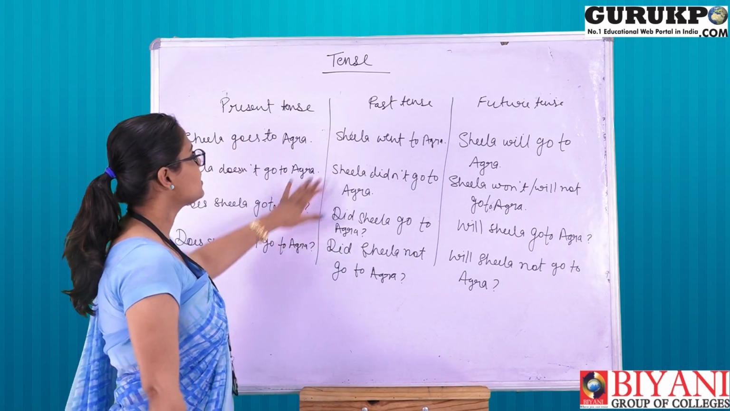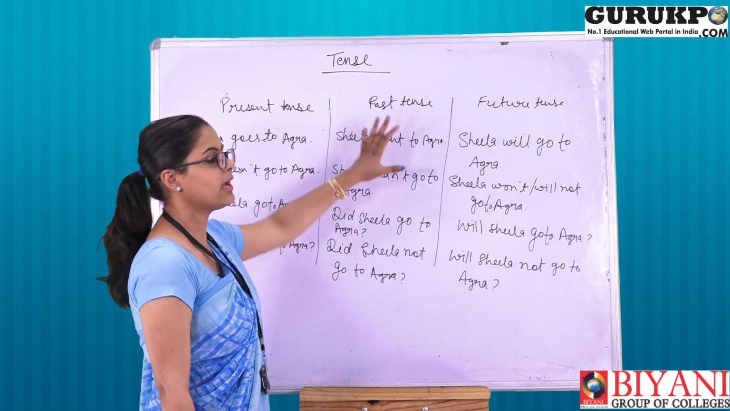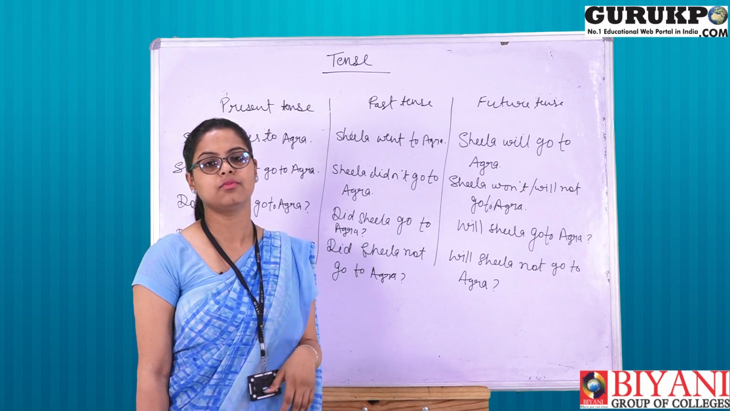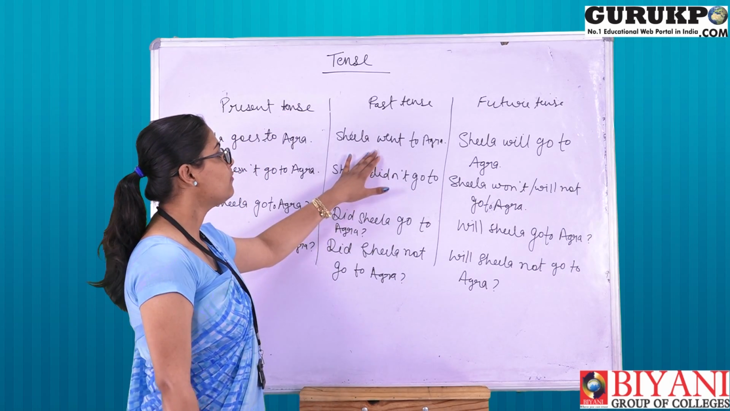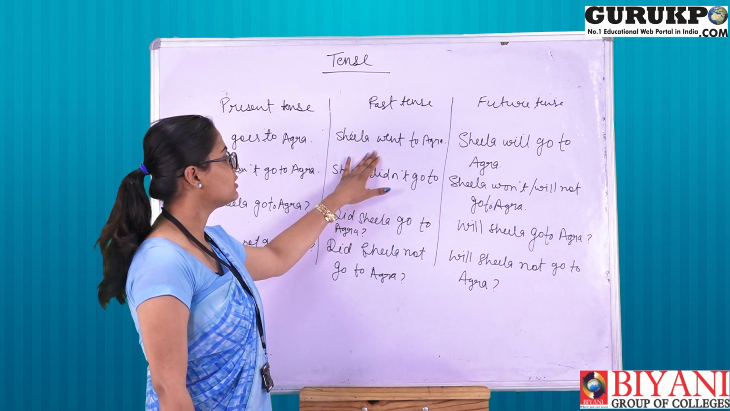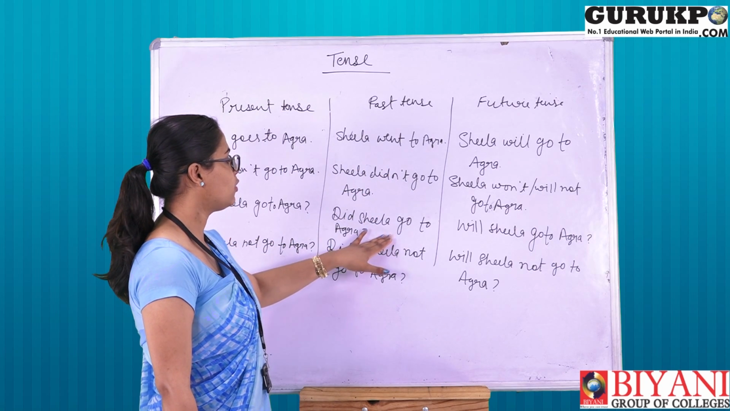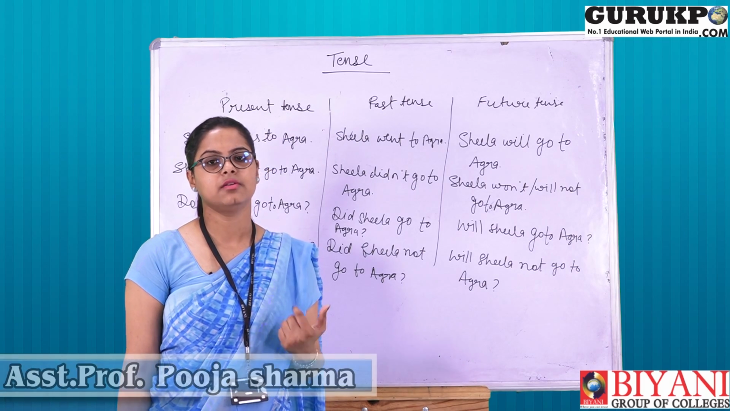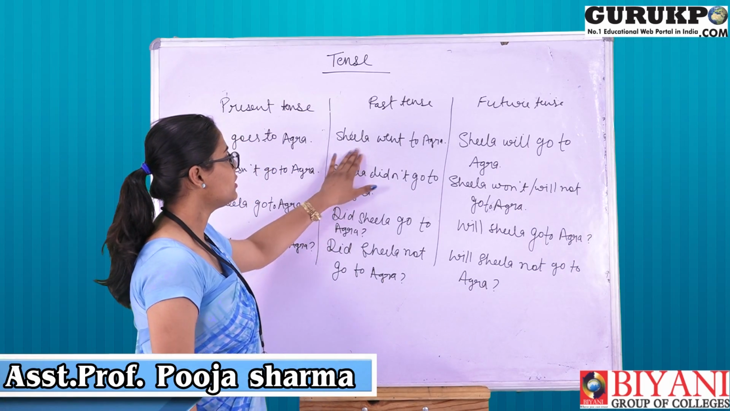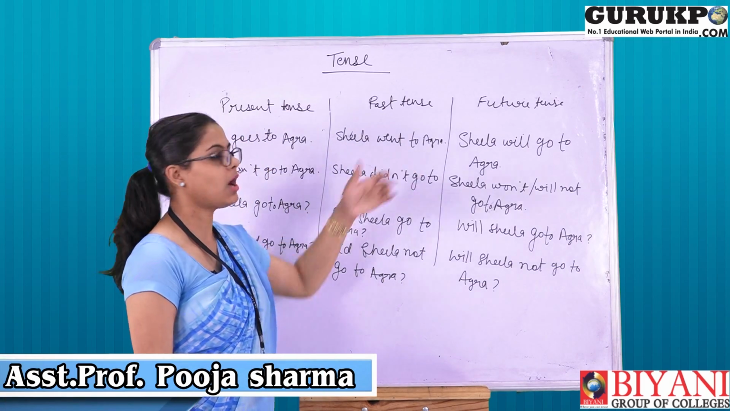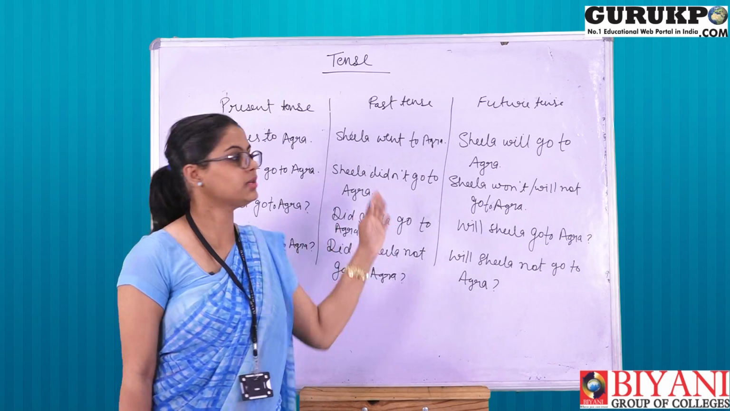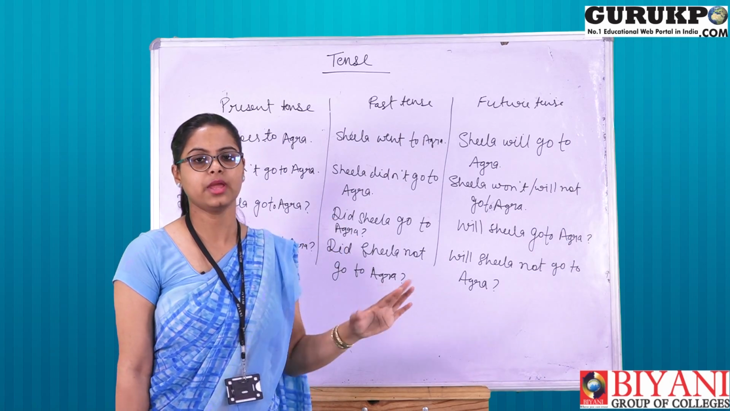Okay, the next is past tense. Past tense, as I have told you before, always talks about the second form of the verb. So when we are converting the sentences into negative and interrogative, the verb forms are first. In the first sentence, "Sheila went to Agra," it is actually talking about the past time. Sheila, she has gone, she went.